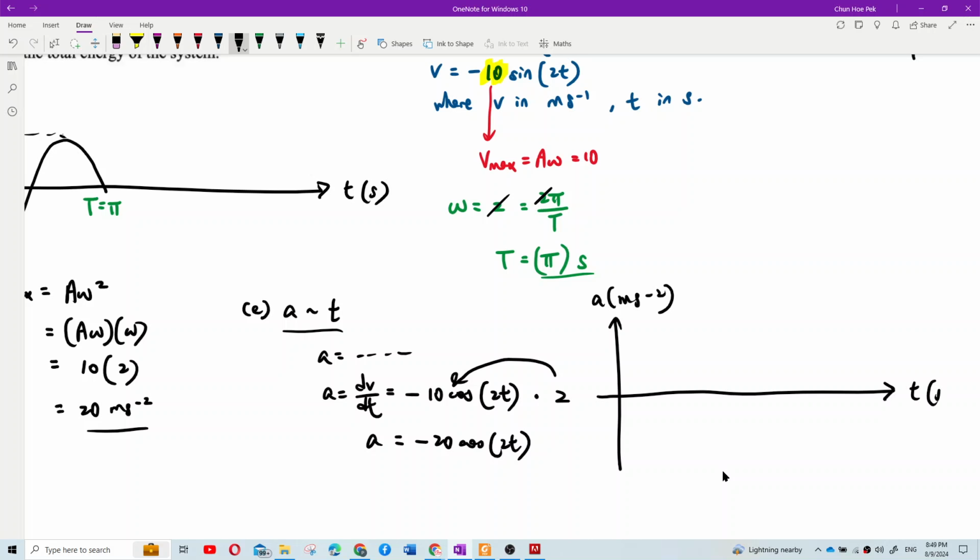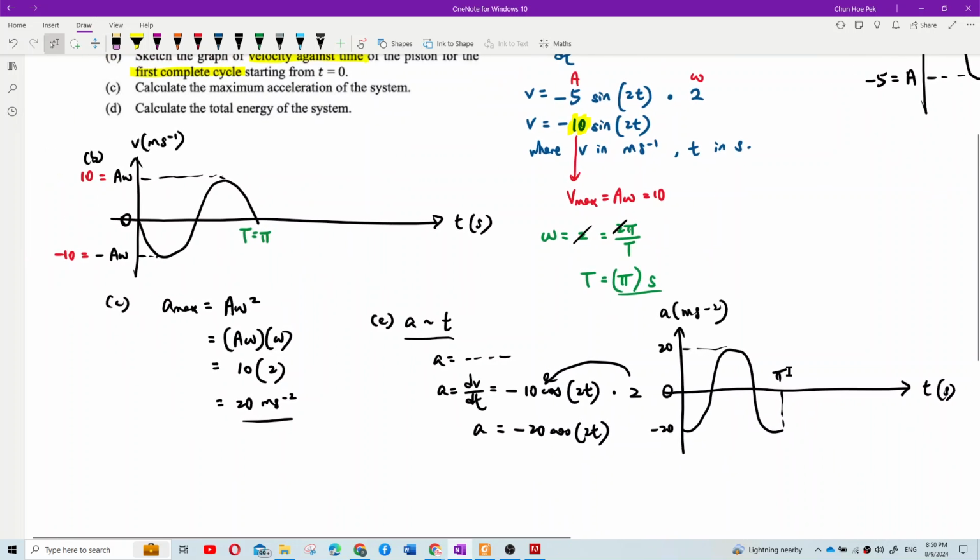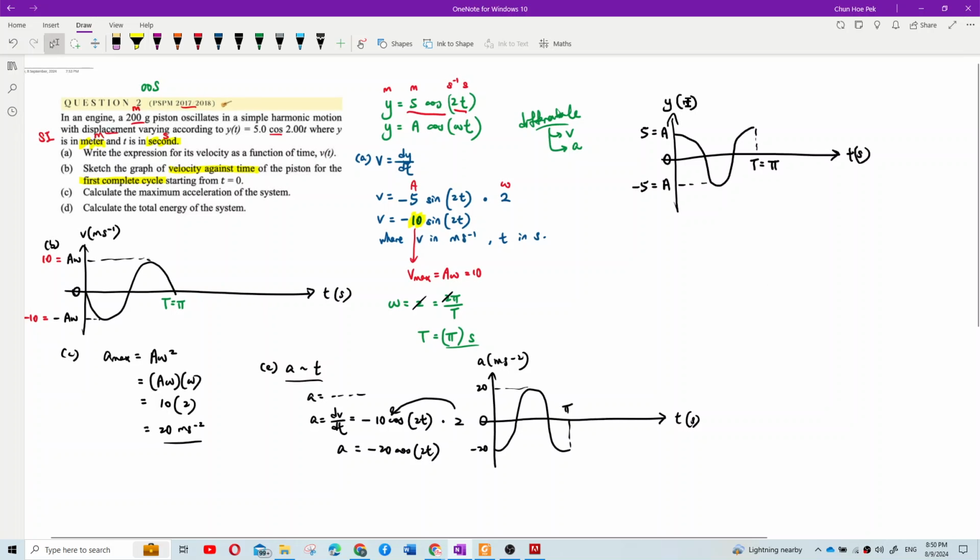So time in seconds. This is a negative cos graph, an inverted cos graph. So this will be 20, negative 20. Understand? Because the maximum is 20. The period is still pi, right? The period is still pi. So the displacement graph is a cos graph, velocity is a negative sin graph, and acceleration is a negative cos graph.